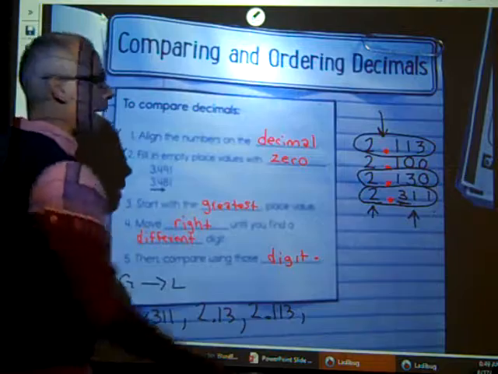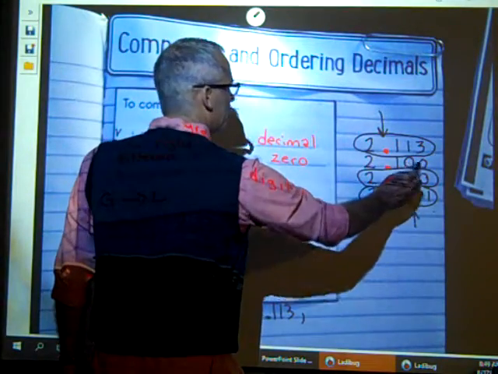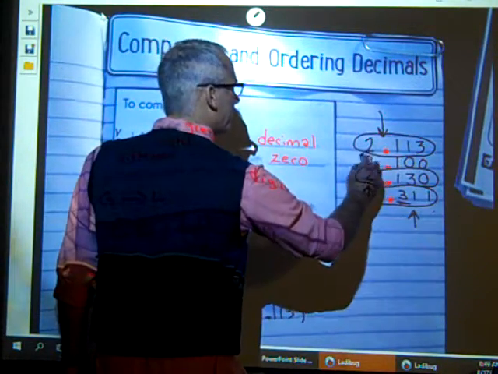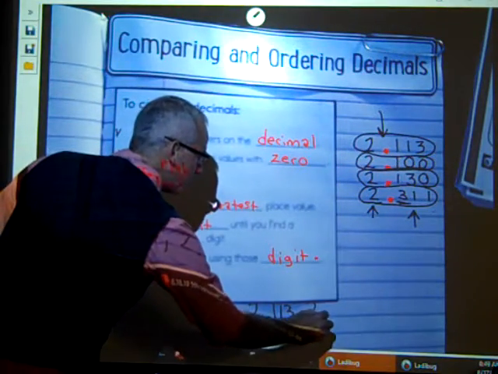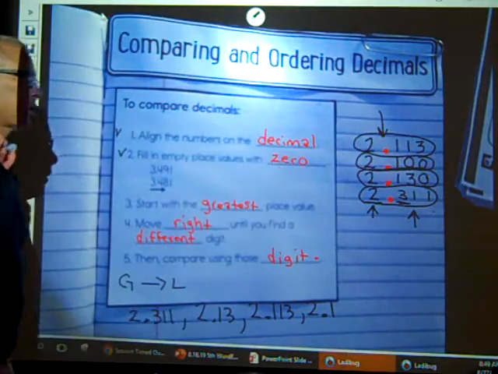Now, again, do I have to say these hundredths? No. These 2 zeros? No. I just have to say 2 and 1 tenth. Very good. I heard someone say it. 2 and 1 tenth. I like it.